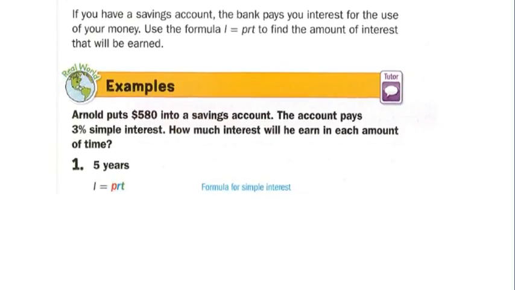That's pretty simple. It says if you have a savings account, the bank pays you interest for the use of your money. Use the formula I equals PRT to find the amount of interest that will be earned. All right, so let's do that in a couple of problems here.